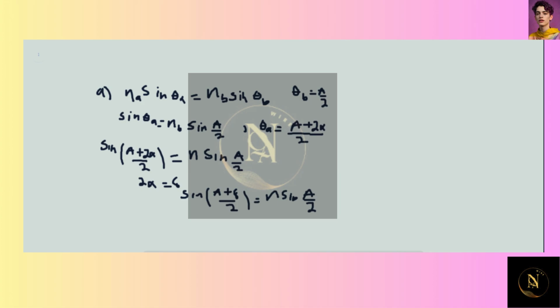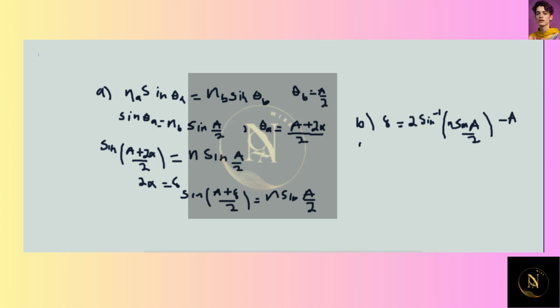In part B, we are asked to find delta for the given values of refractive index. Then we can solve for delta from this equation, and once we solve for delta, the equation we get here is delta equals 2 times sine inverse of refractive index into sine of A over 2, minus A here.